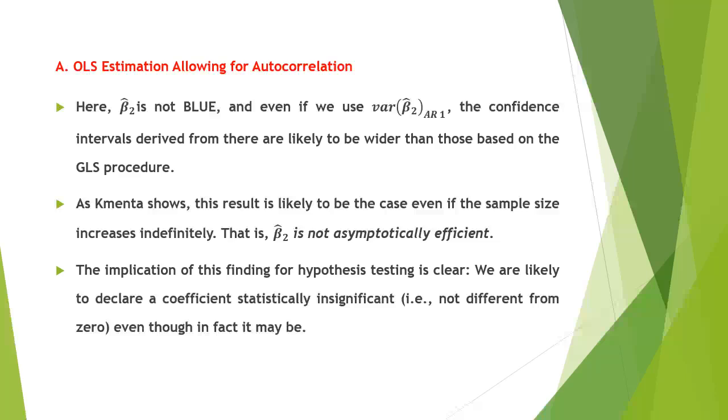And even if we use the variance of beta 2 hat under the AR1 scheme, the confidence intervals derived from them are likely to be wider than those based on the generalized least squares procedure. As observed by Jan Kmenta, an American econometrician and statistician, this result is likely to be the case even if we increase the sample size indefinitely. That is, beta 2 hat is not asymptotically efficient.